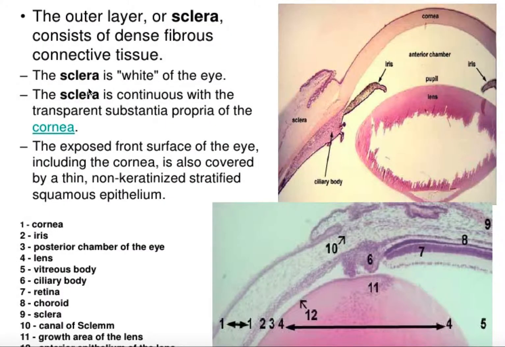The outer layer of the fibrous sclera consists of dense fibrous connective tissue. So here would be your sclera. Sclera is the white of the eye, but anteriorly it is continuous with the transparent substantia propria, so it's continuous with the cornea. Here's your sclera, here's your cornea. Now, the cornea, by the way, is formed by non-keratinized stratified squamous epithelium.